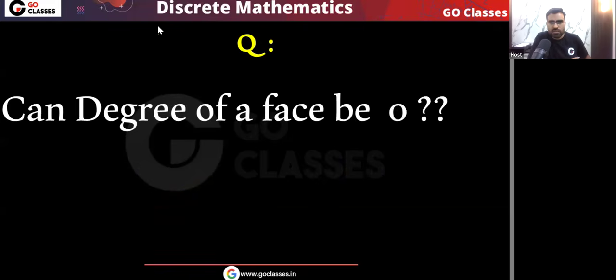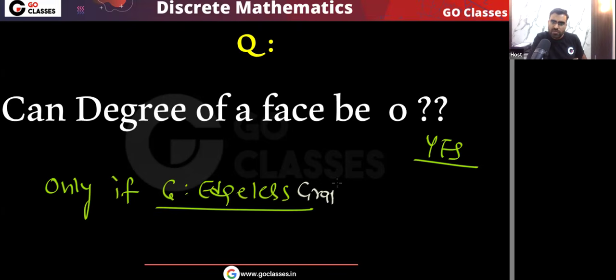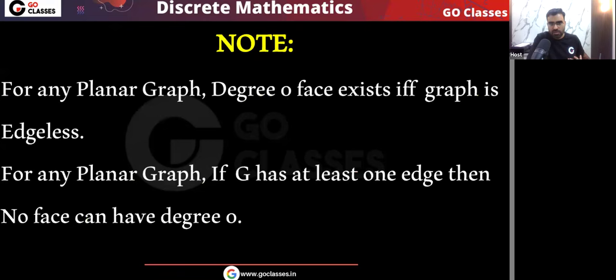Tell me the answer for this question. Can the degree of a face be 0? Yes, it can happen if there is no edge. Basically, if you have an edgeless graph. Yes or no? This can happen only if the graph is an edgeless graph. Do you agree? If there is no edge, then the degree of the face will be 0. Null graph, empty graph, edgeless graph. Only in this situation, the degree will be 0.